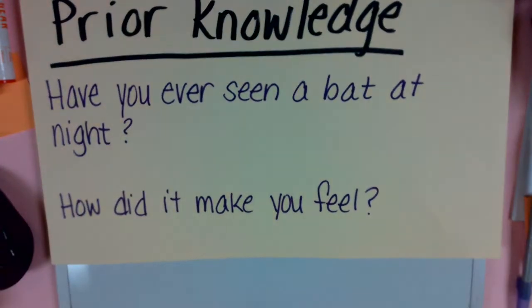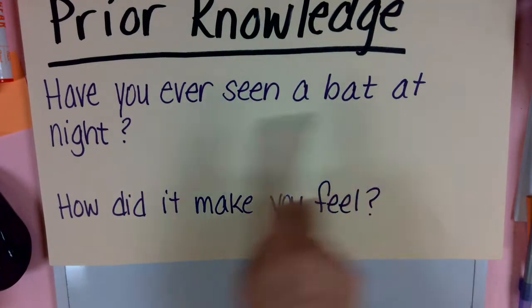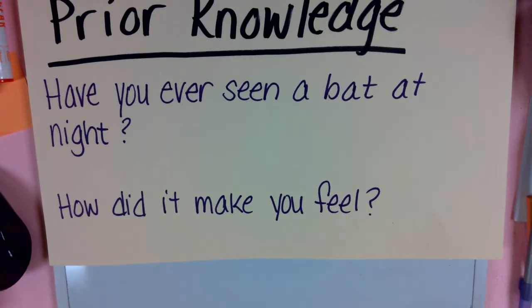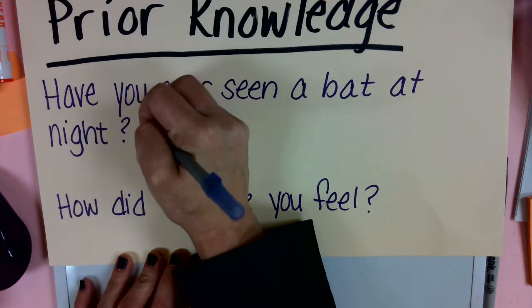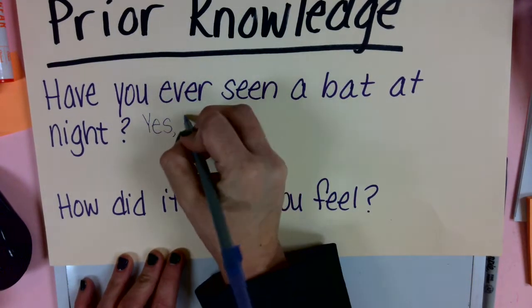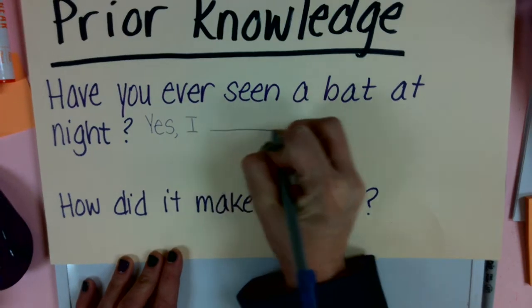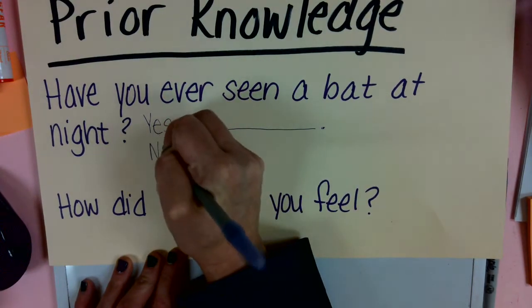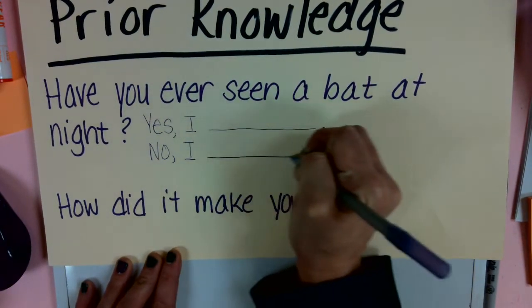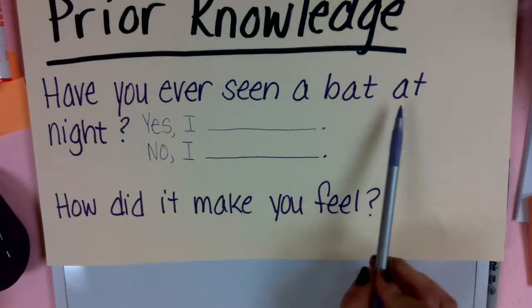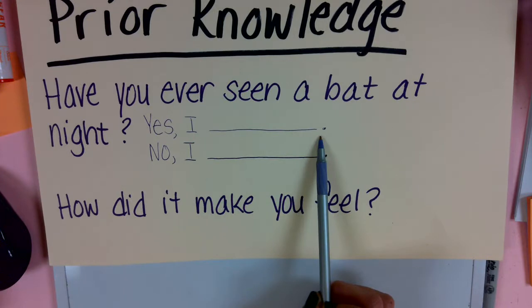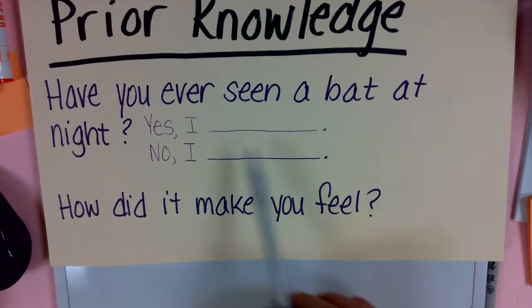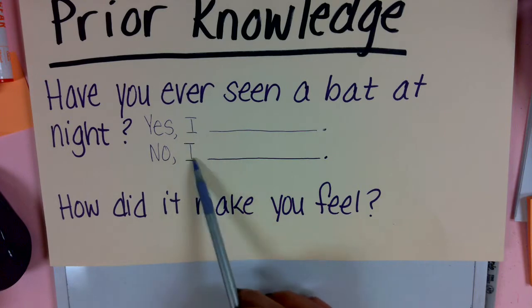Now, I want to ask you some questions, do some prior knowledge. So, have you ever seen a bat at night? You can start your response to this by saying, yes, I, and then tell me the rest. Or you can say, no, I, and tell me the rest. So have you ever seen a bat at night? Here's a sentence starter. Yes, I, no, I. Now, you don't have to use it the same way. These are just some ideas.